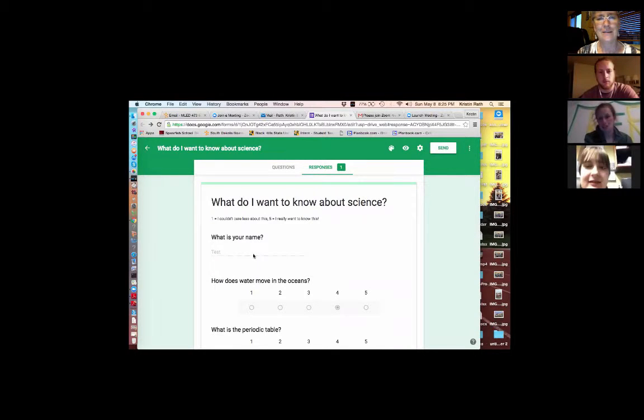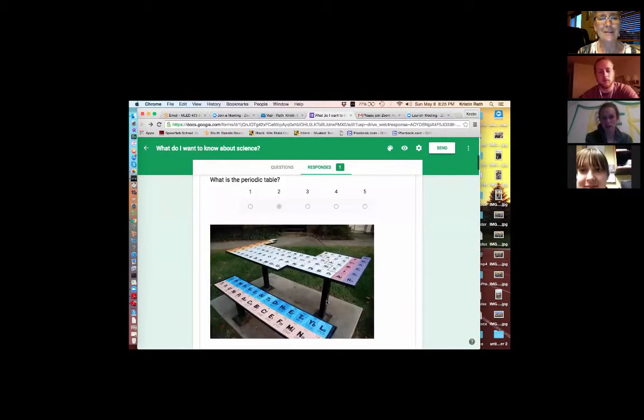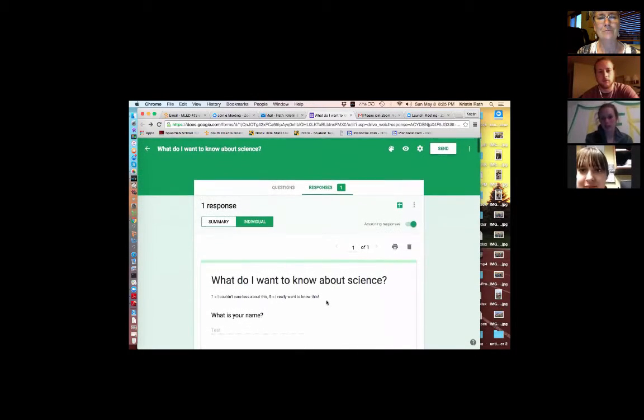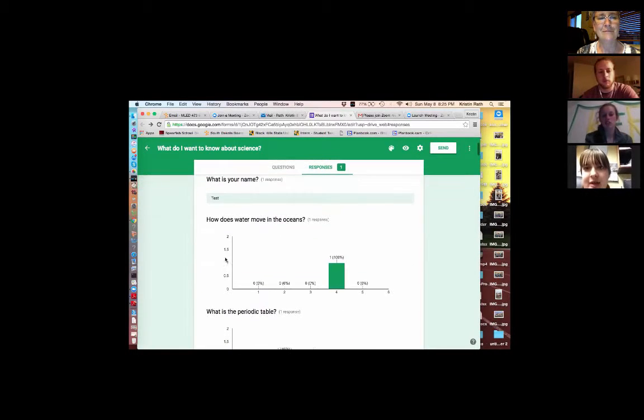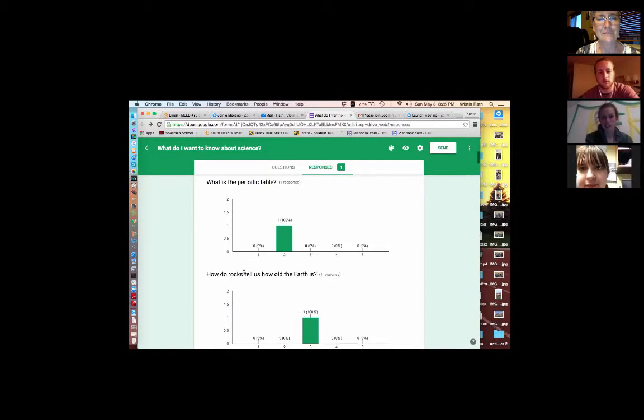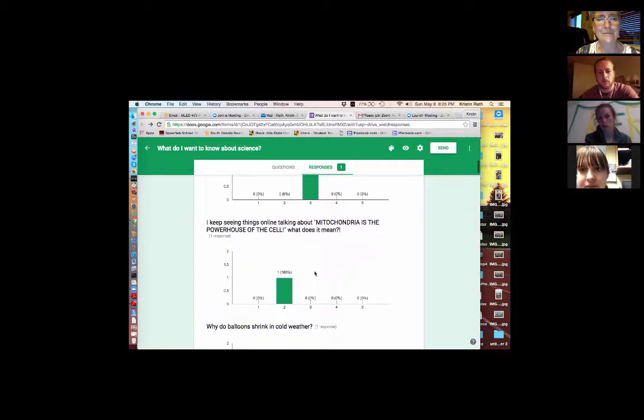Our name is test. This is what they clicked for everything. So you can see everyone's individual responses and what they clicked specifically. Or you can go to summary and see what on average the class selected. You can see whose names are all filled in, and you can see the averages and the percentages. Right now we only have one, because we just did one test.